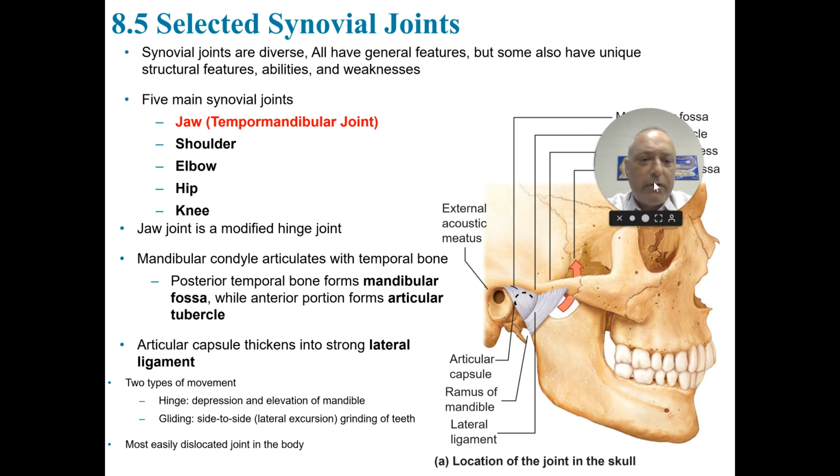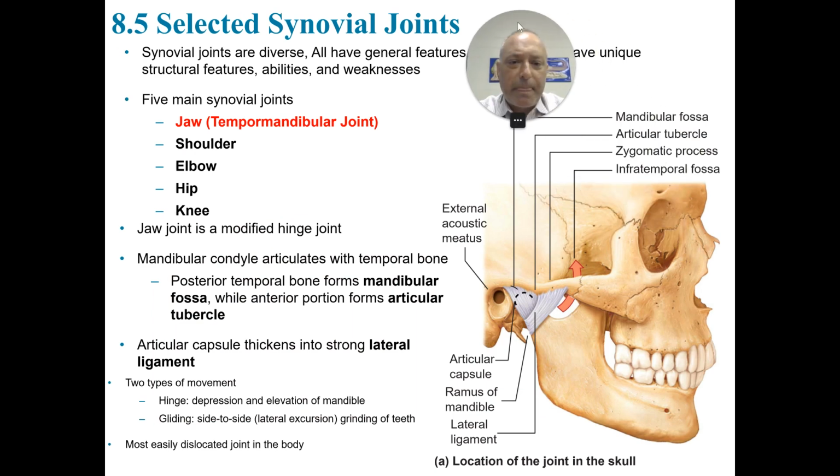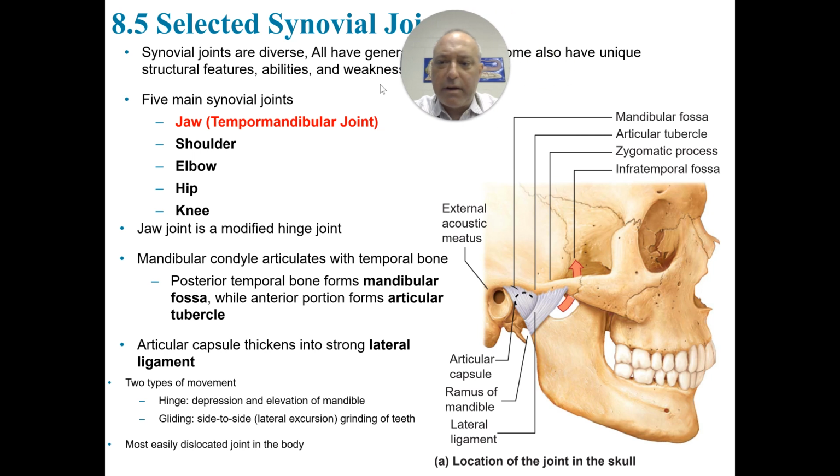Okay, so other synovial joints that are kind of difficult to characterize, there's the temporomandibular joint, which is the jaw. So temporal, mandibular, it's where the mandible and the temporal bone articulate. So it's a modified hinge joint. The condyle on the mandible articulates with the temporal bone.